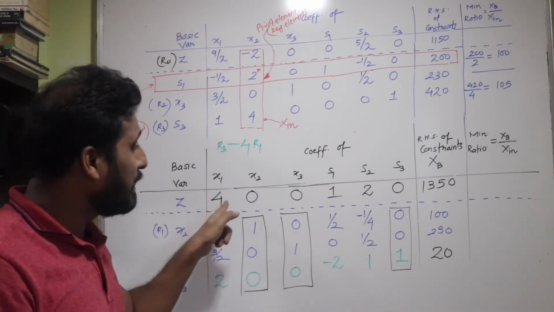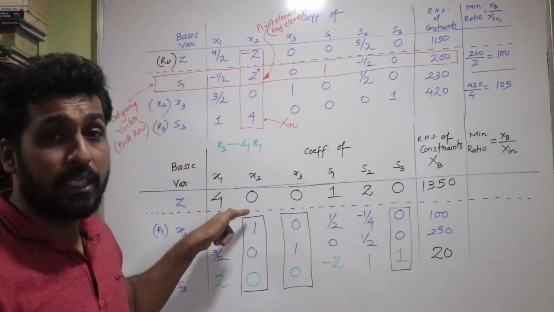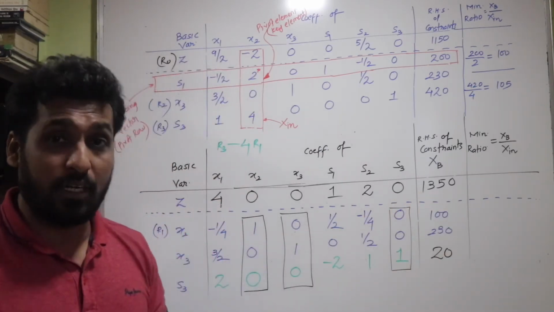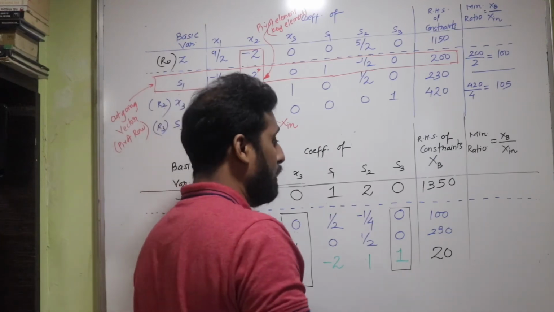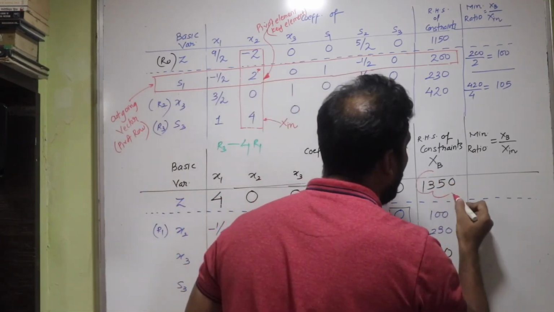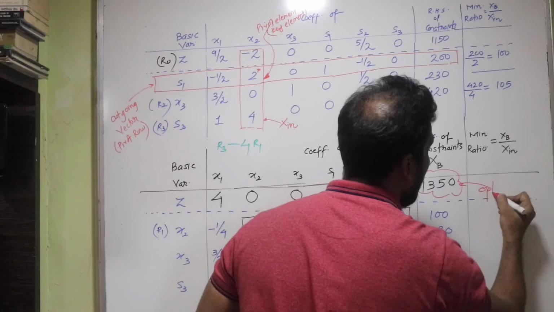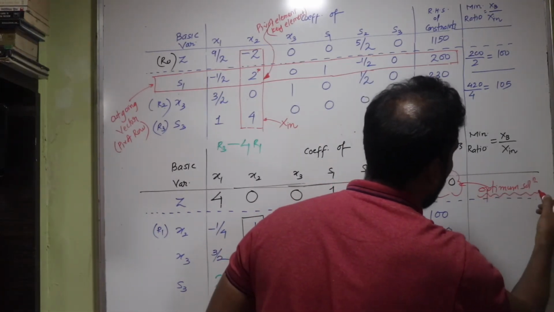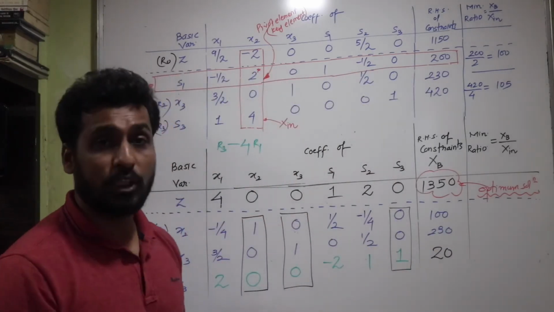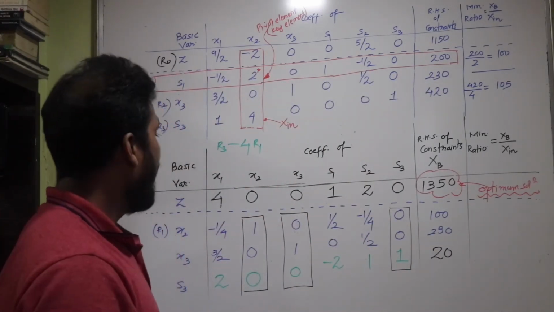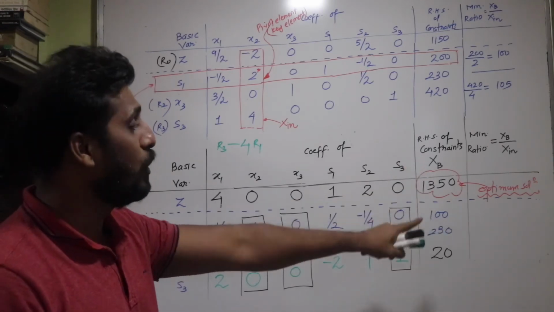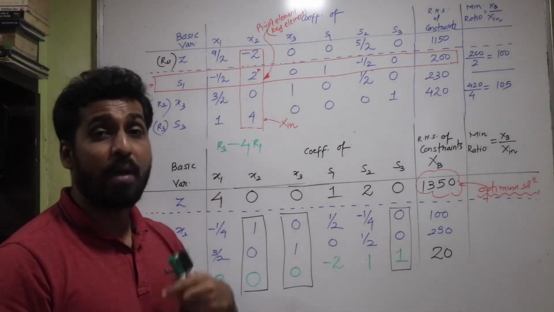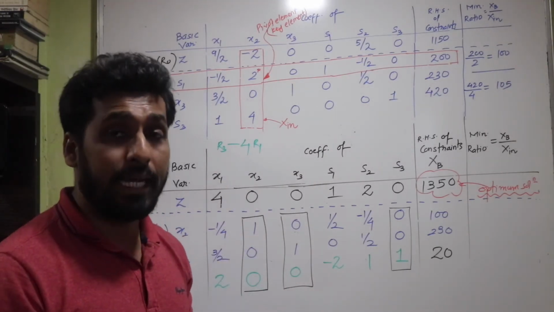So at this moment I see there is no negative value in the row of Z. That means the value that I have reached, 1350, is definitely the optimum solution. This is the optimum solution, isn't it? So I've got the optimum solution. So the optimum solution came how much? The optimum solution has come 1350. So 1350 is nothing but the value of Z, the maximum value of Z.